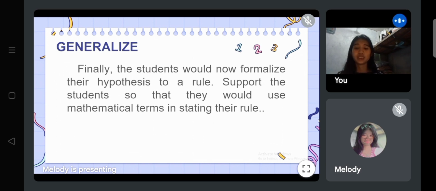So by doing this, they would develop their mathematical vocabulary and therefore their overall mathematical communication skills.